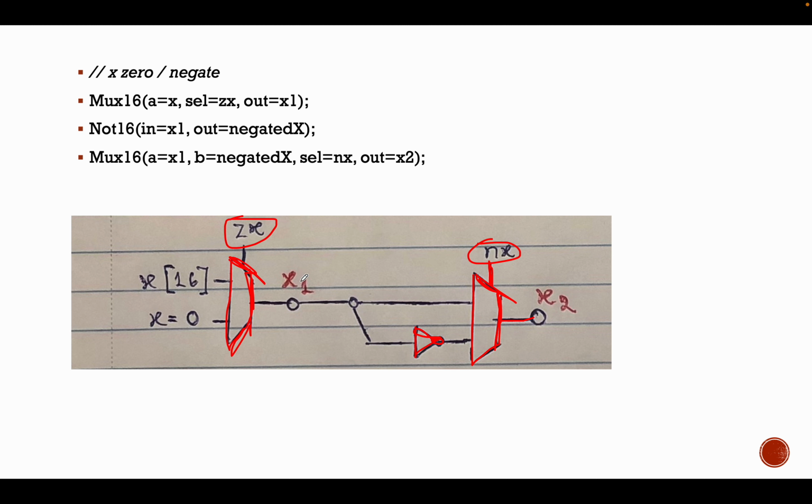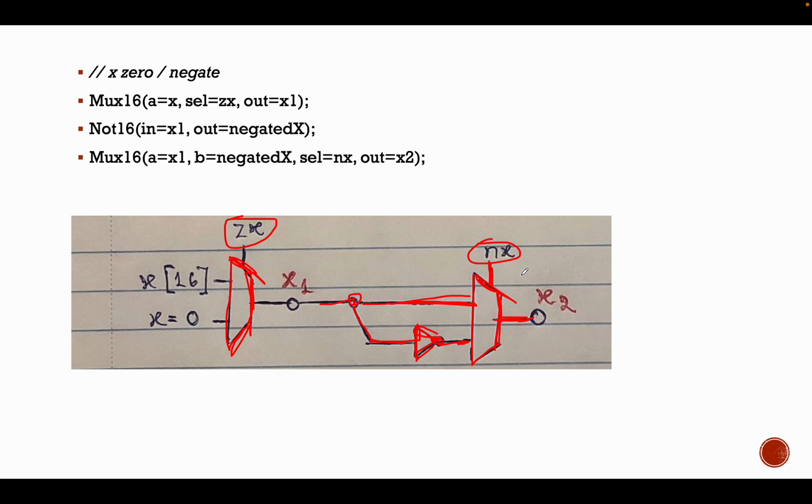So the output X1 over here will travel down here and then divide into two. So this one goes into the NOT gate, whereas this one goes straight into the multiplexer. So this one basically doesn't do anything. It just goes straight into the multiplexer for the decision making, whereas this one goes into the NOT gate to negate it first before going to the multiplexer. Now, whatever comes out here is determined by the NX.